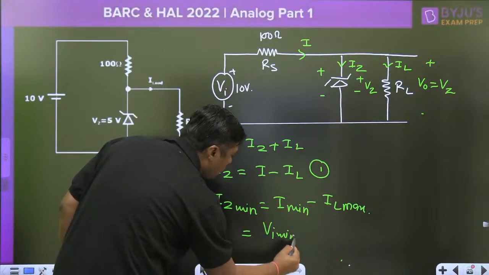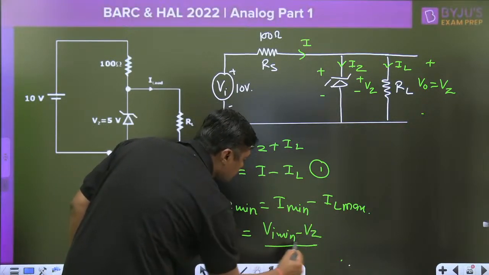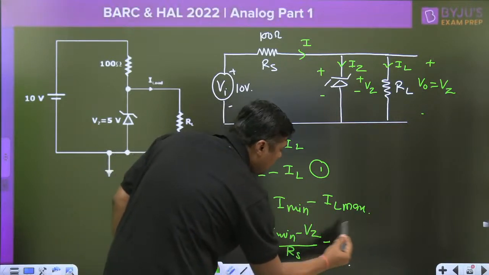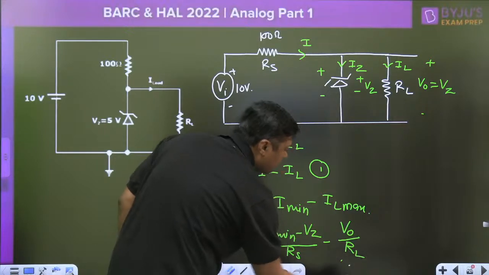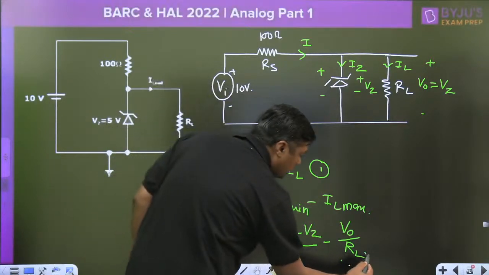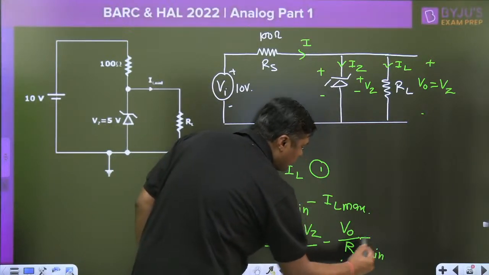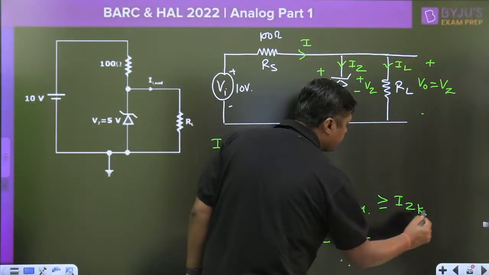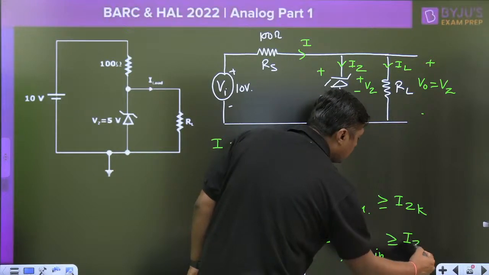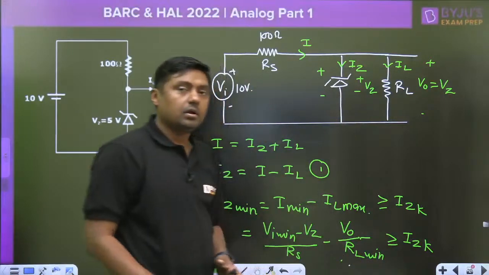VI minimum minus VZ upon RS. IL maximum, what is the IL maximum? V naught divided by what? RL minimum. What is the minimum value required? That is the formula. And this current should be greater than or equal to what? IZK. This current should be greater than or equal to IZK.